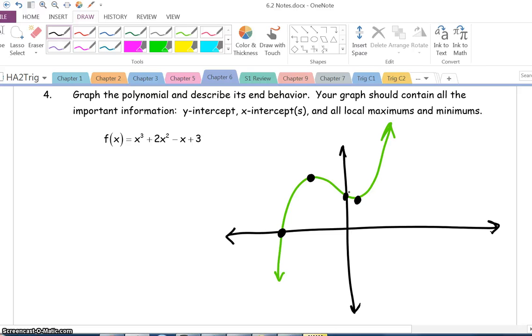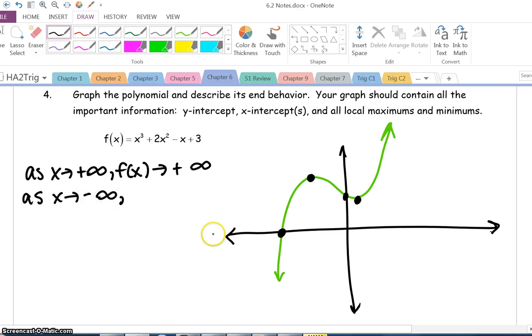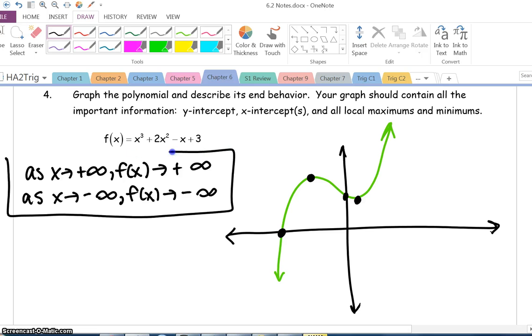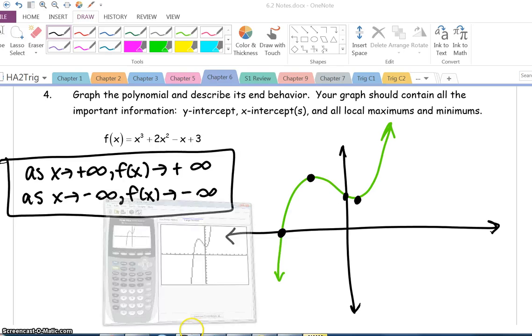We also need to do our end behavior, which we can do right now. As x approaches infinity, f of x approaches, so I'm talking about as I go to the right, what's happening? It is going up, so it approaches positive infinity. As x approaches negative infinity, that's going to the left, what is f of x doing? It's going downward, so approaching negative infinity. Okay, here is my end behavior. Now let's go ahead and find all of this information.